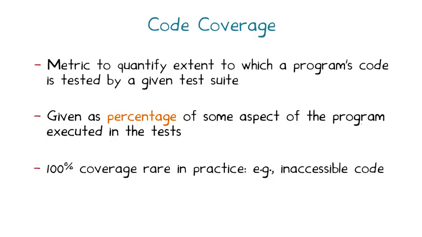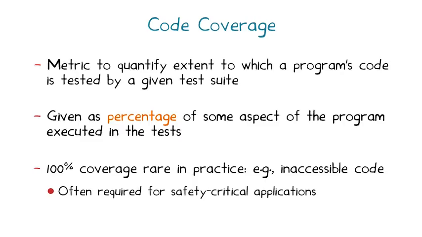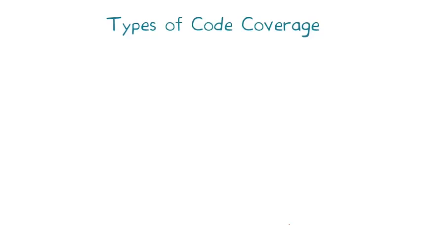In practice, however, it's rare to see perfect or near perfect coverage for a given program on a test suite. This often occurs because large systems have inaccessible or dead code. However, some safety-critical applications, such as in airline navigation or nuclear weaponry, are often required to demonstrate perfect code coverage under some metric. There are various aspects of programs that are commonly used to measure code coverage.